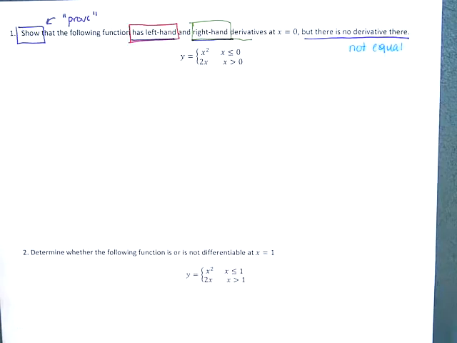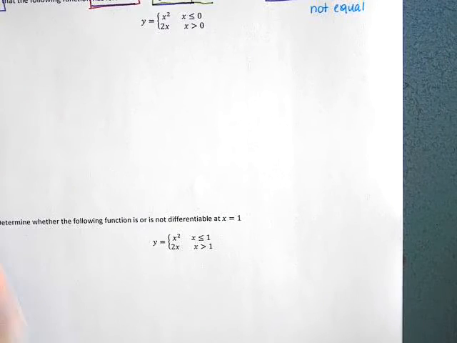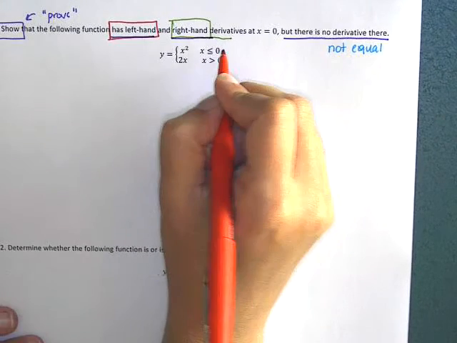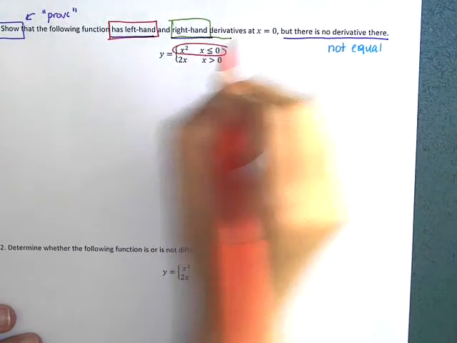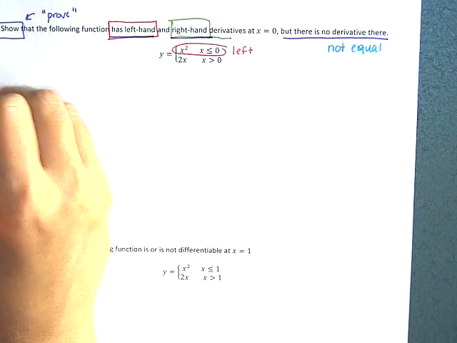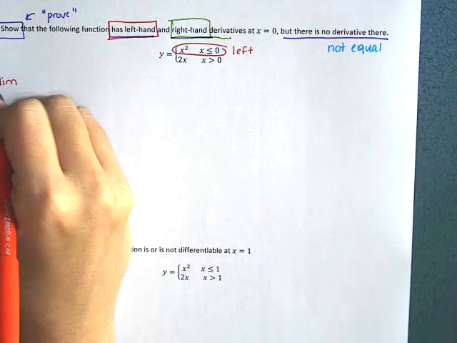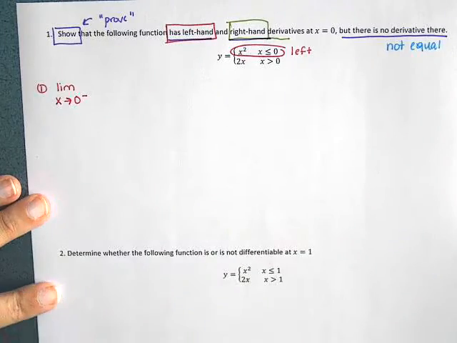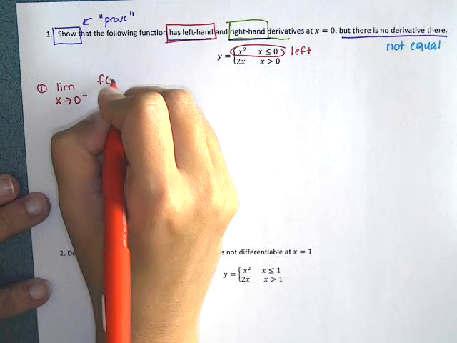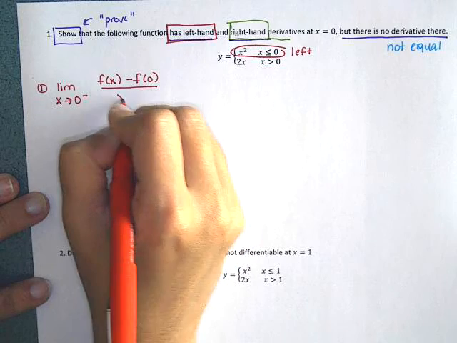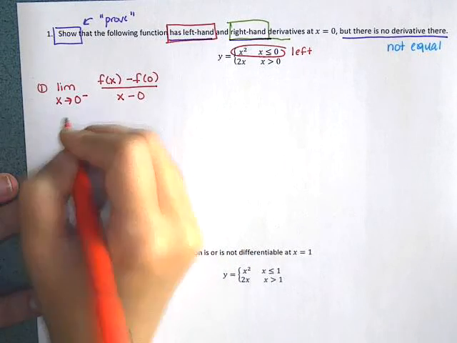So let's work on the left-hand derivative. We're talking about specifically when x is 0. If I look at this piecewise function, this top function controls the left side of 0. So first, I'm going to find the limit as x approaches 0 from the left of f of x minus f of 0 all over x minus 0.